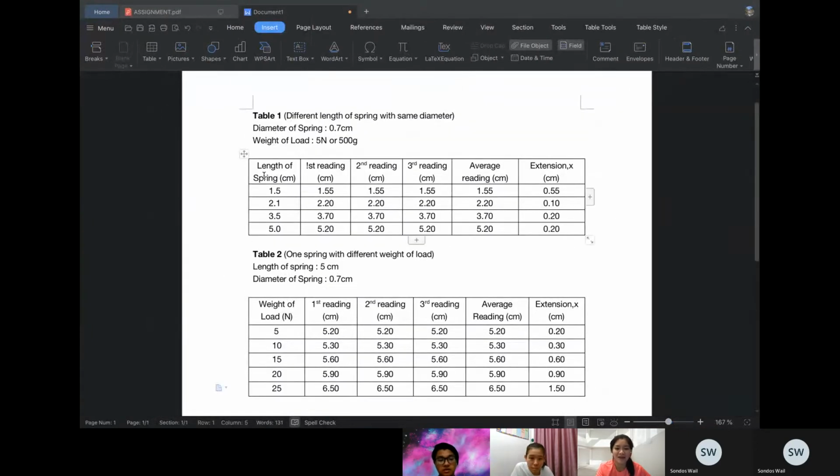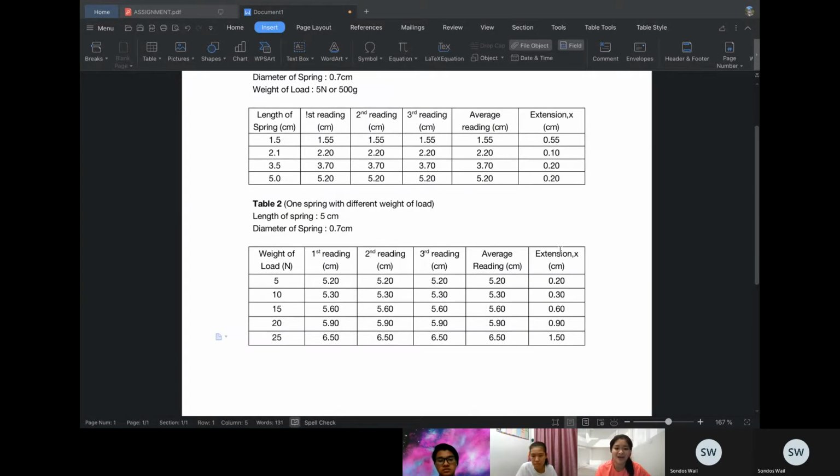So I realized that if I increase my length of spring, the extension is actually getting bigger, which obeys Hooke's law. So the longer the spring, the longer the extension. Then table 2 is me verifying the weight.